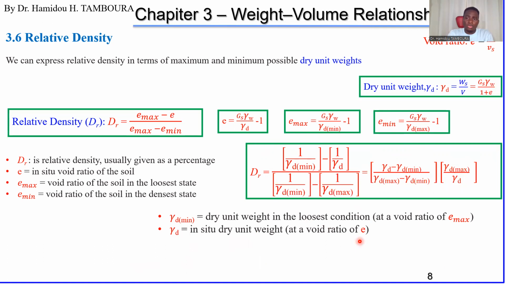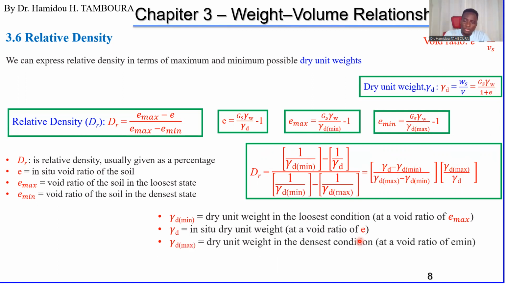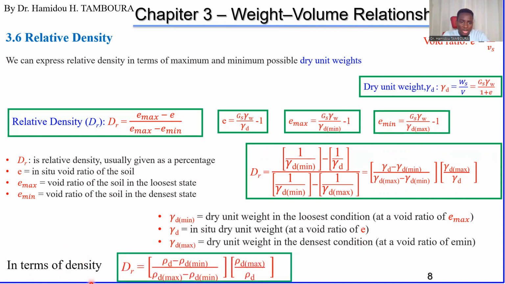Okay. And do you remember that I told you that everything you have with unit weight, you can have it by using density also. Very easy. So if we go with density, we can say that the relative density also is equal to this one. Check this formula and this one. The only thing different in these two is just that this here is gamma and this here is rho.